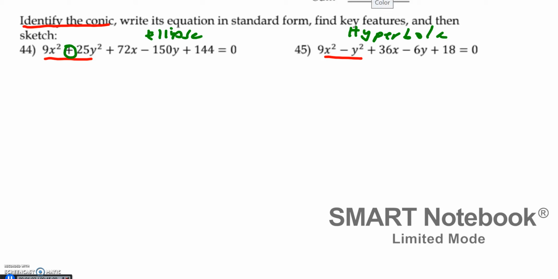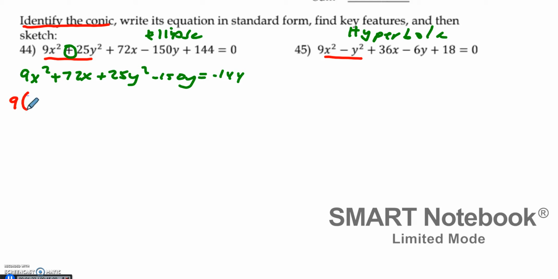So if I look at number 44 and I start to complete the square, I would like to organize this in a little better way. Get all the x's together, get the y's together, 25y squared minus 150y, and you move the 144 to the other side. Now for each variable, you're going to take out a greatest common factor. So I'm going to take out a 9, be left with x squared plus 8x. Then we're going to complete the square so that we can get this into vertex form.